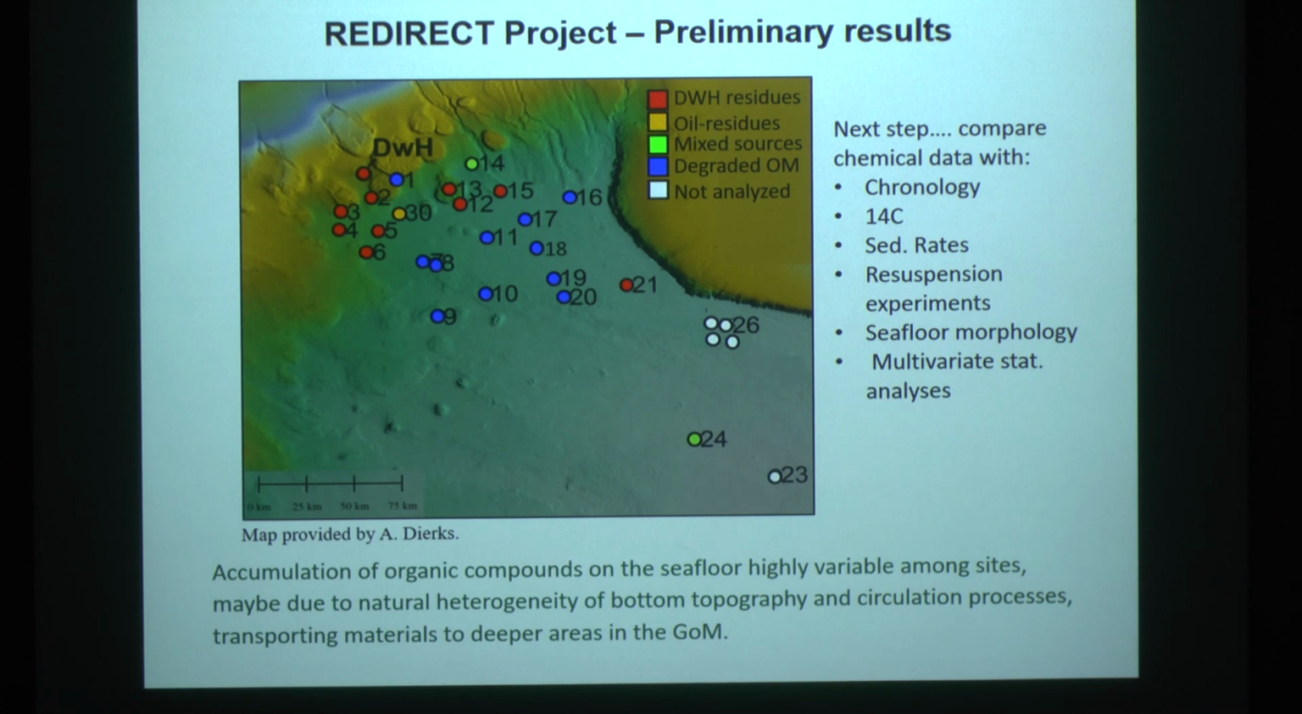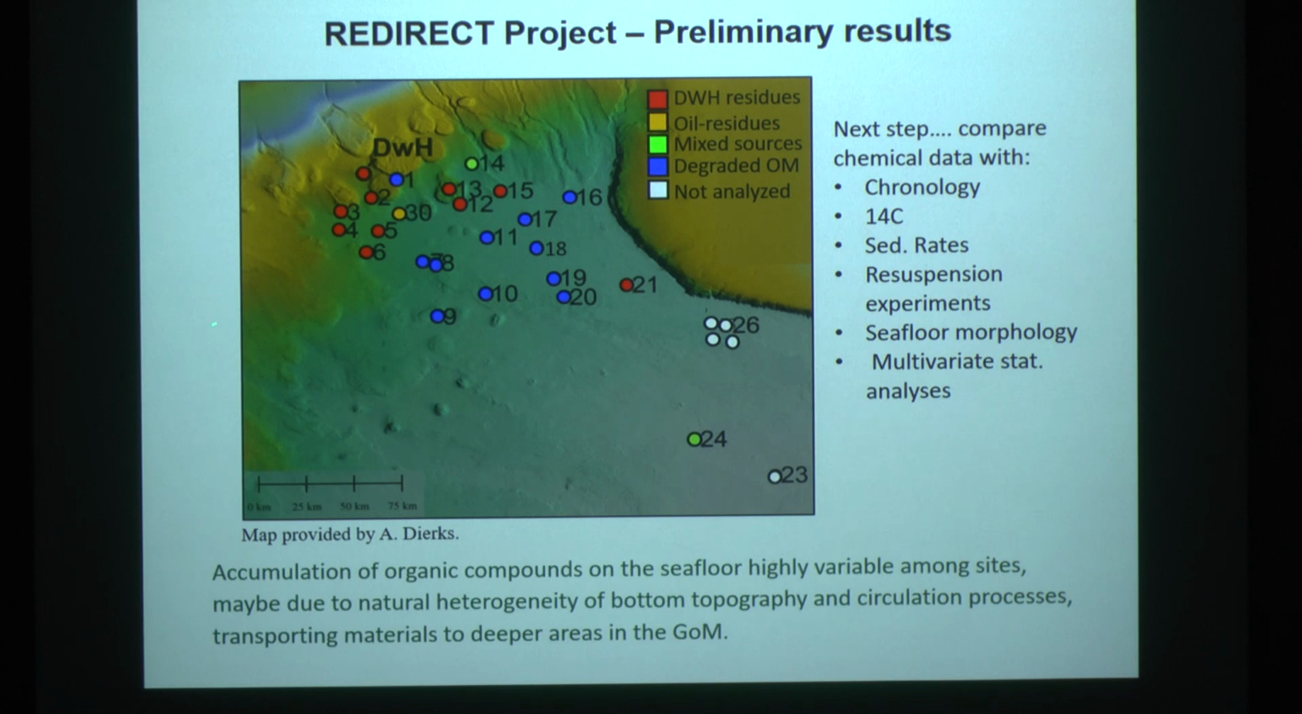But basically what we found lately is what the red dots are showing: possible Deepwater Horizon oil residues. And what it's showing is that things have moved from 35 kilometers up to 100 kilometers from the Deepwater Horizon sites. So the area of impact is larger than we thought.